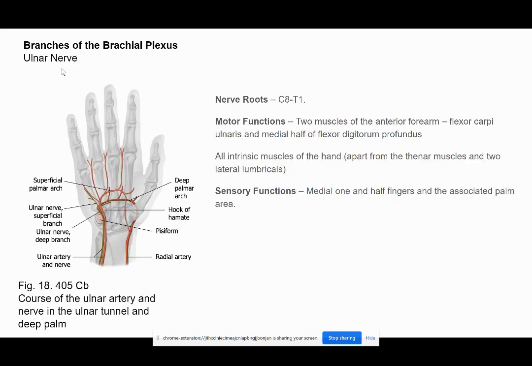Next, we're looking at the ulnar nerve, and the ulnar nerve stems from spinal roots C8 to T1. It innervates two muscles of the anterior forearm, the flexor carpi ulnaris and the medial half of flexor digitorum profundus. Also, all intrinsic muscles of the hand, apart from the thenar muscles and the two lateral lumbricals. It also supplies cutaneous innervation of the medial 1.5 fingers and the associated palm area.